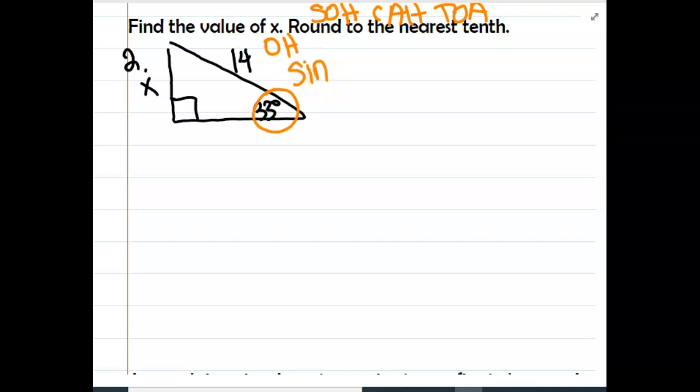Now before we took sine of x, because I didn't know what the angle measure was. I know what the angle measure is. The angle measure is 33. So we're going to take sine of 33. Now what does sine of 33 mean?